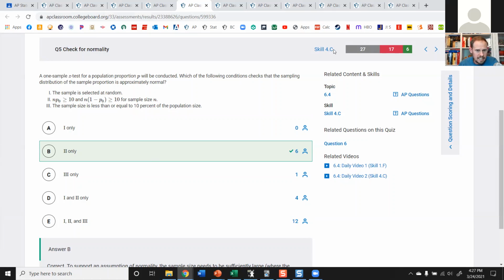The sample size is less than or equal to 10%. That was independence. That's so we could use the standard deviation. So the only one that applies here is number 2. Number 2 is the one we want here.